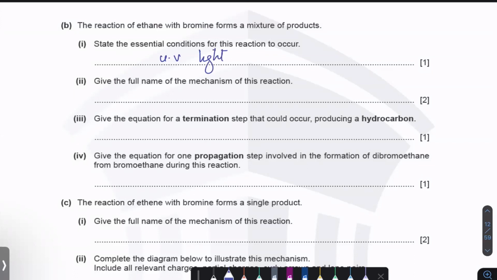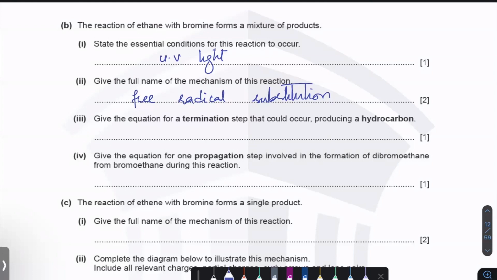Give the full name of the mechanism. Free radical substitution. Okay, free radical substitution has 3 steps: initiation, propagation, termination. To remember, the simplest way to understand is that initiation is when you create radicals. Termination is when you finish radicals. No radicals left over in termination. In initiation, the radicals are initiated, they're starting out.